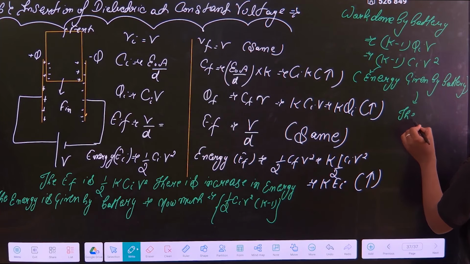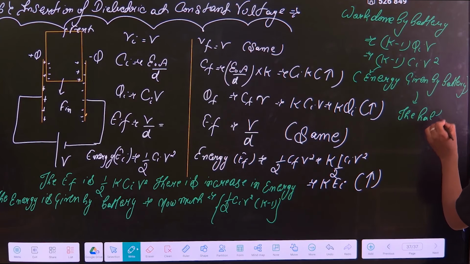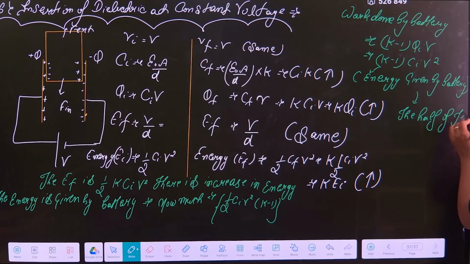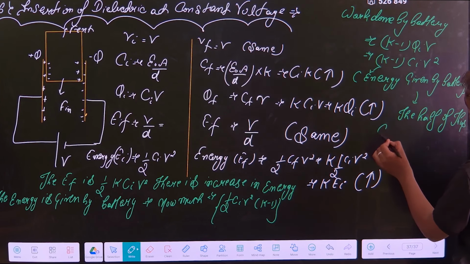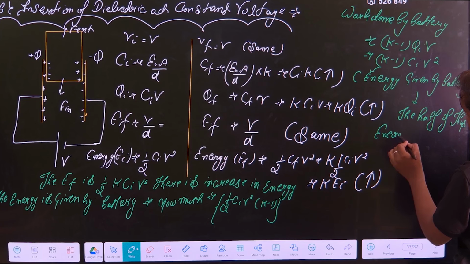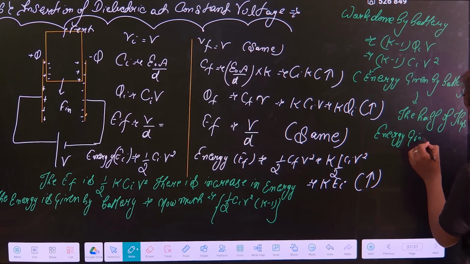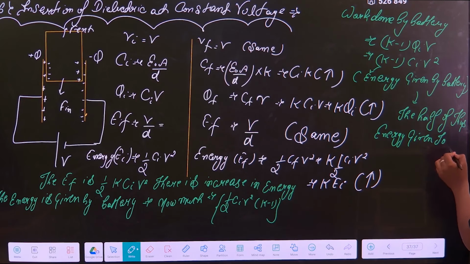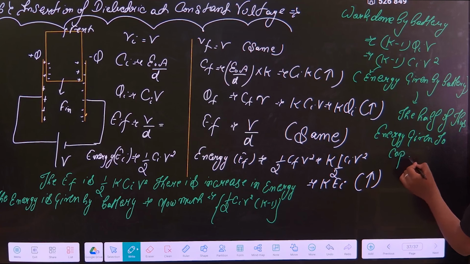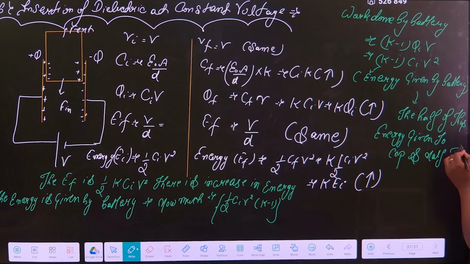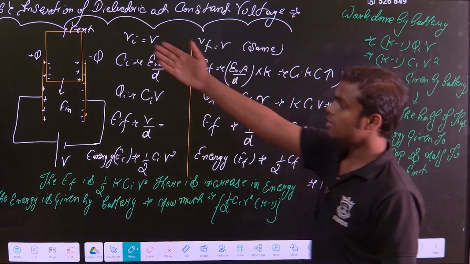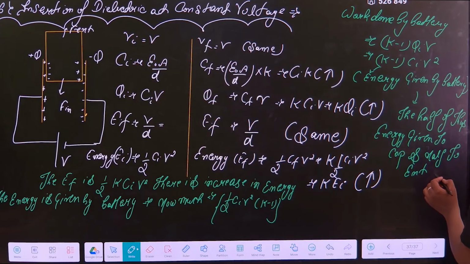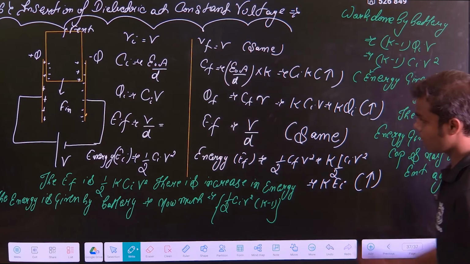The half of this energy is given to the capacitor and half to the external agent, because the external agent is doing negative work. Okay, I hope now the picture is clear.